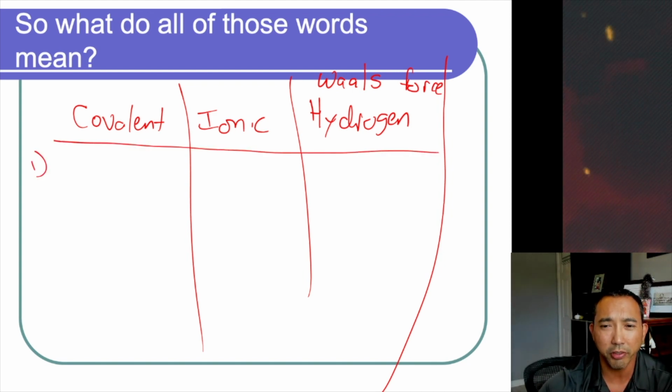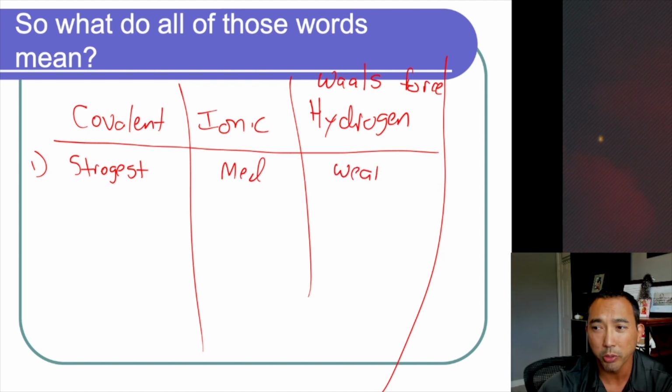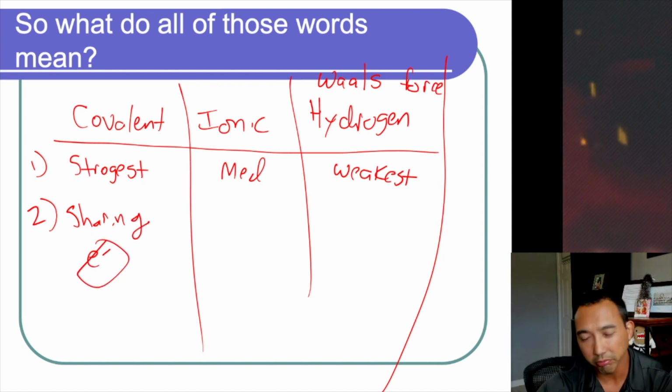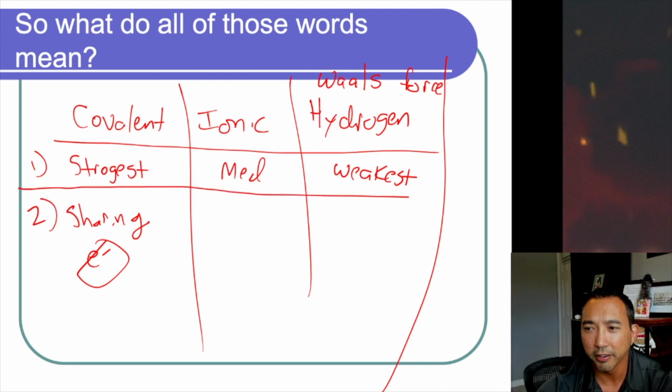So let's just do the first one, strength. Covalent is strongest. Ionic is like the medium, and hydrogen is the weakest, and I'll explain why in a moment, okay? Second, what is the definition of a covalent bond? A covalent bond is the sharing of a what? Electron. Okay, sorry. All right, now this one, let me draw a line here. Okay, what about ionic bond? That is they give or receive, receiving of an electron.